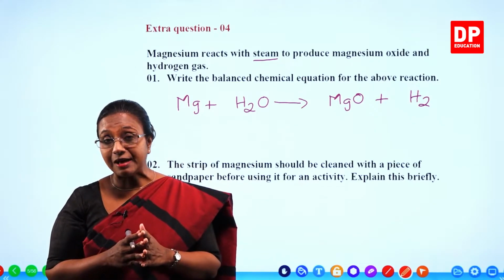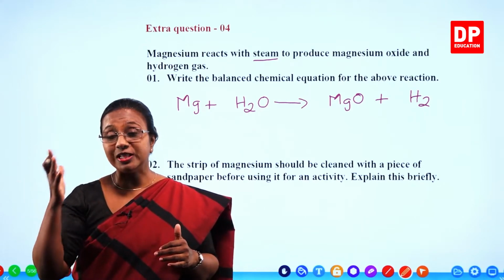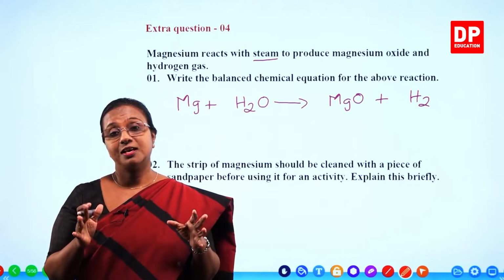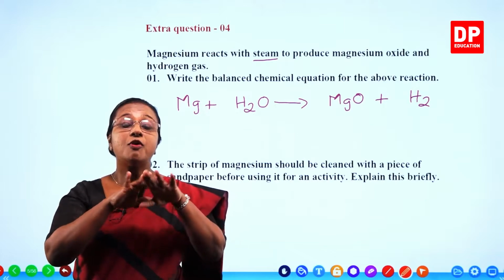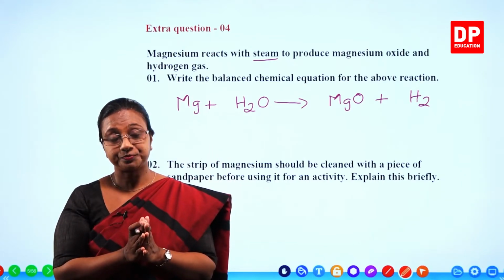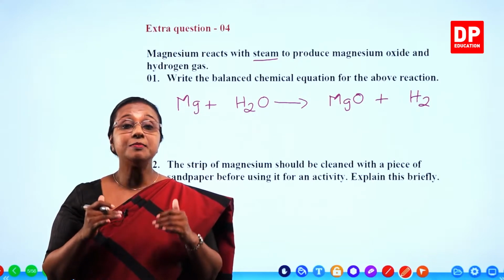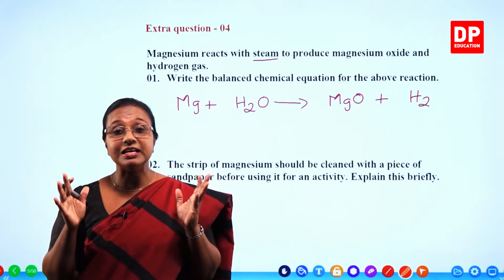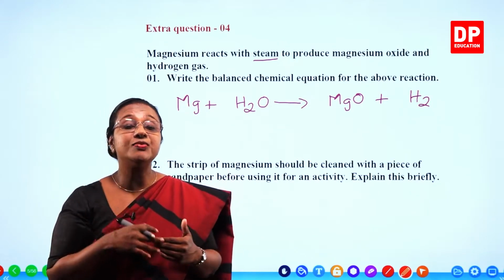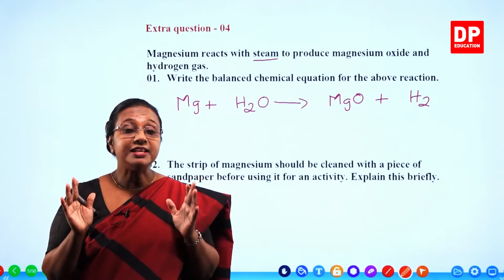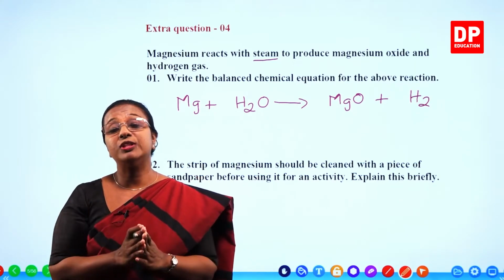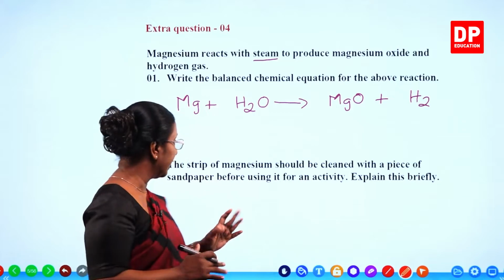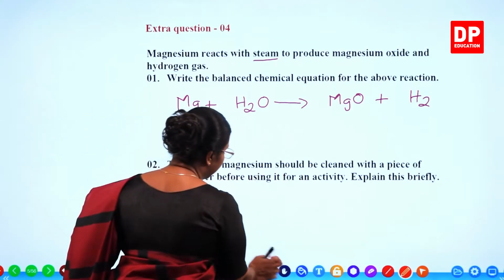So, when you store it in the lab, what happens? Magnesium reacts with oxygen in air. It is a slow reaction, but when it reacts, the magnesium oxide that forms a layer over magnesium. And that actually protects the magnesium from reacting further with oxygen. So, the magnesium oxide layer is actually a protective layer. It prevents further reaction. So, that is the layer that has to be removed before the activity. So, that is why we scrape it off with sandpaper. You can remember that. So, they have asked you to explain why we need to clean it.